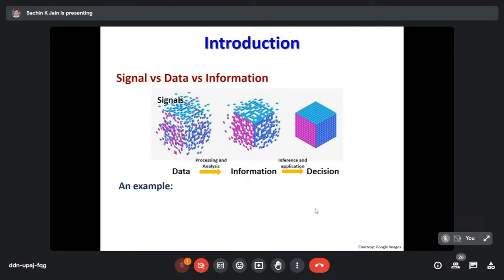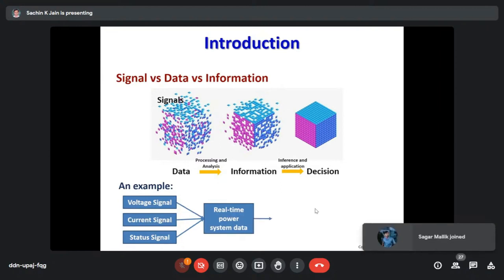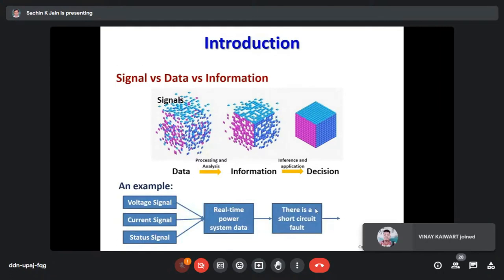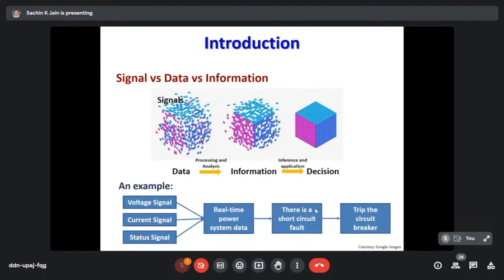For example, in an electrical system, we may have voltage, current, or status signals of circuit breakers and isolators. So this constitutes our signals. Together they can be considered as real-time power system data at any instant. And when this real-time power system data is seen together, comparing their instantaneous values, they constitute some information that there is a short circuit fault, or there is no fault. Based on that, we may take a decision that yes, there is a need to trip the circuit breaker. So that's how the system goes on.